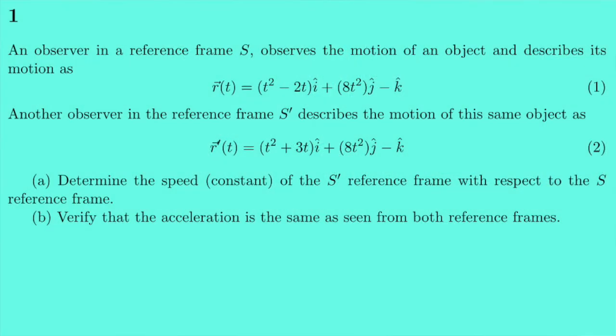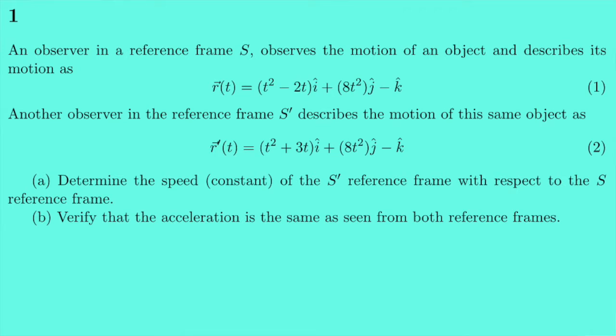Hello again. In this lesson, we're going to solve a couple of problems related with Galileo's relativity. The first problem says, an observer in a reference frame S observes the motion of an object and describes its motion as r vector equal to (t squared minus 2t) i hat plus 8t squared j hat minus k hat.